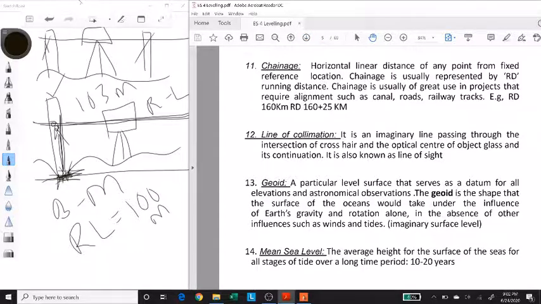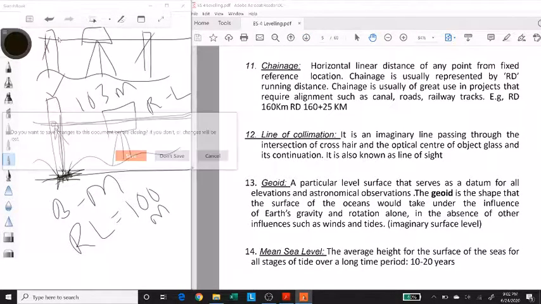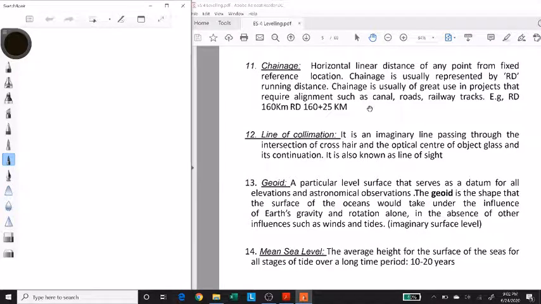Then I have this thing which is called chainage. So chainage is basically horizontal distance from a fixed reference location. Chainage is usually given in terms of RD, which means running distance. 160 plus 25, these are reference marks. So chainage basically allows you to locate different points in your project along a straight line, or this is a linear distance.